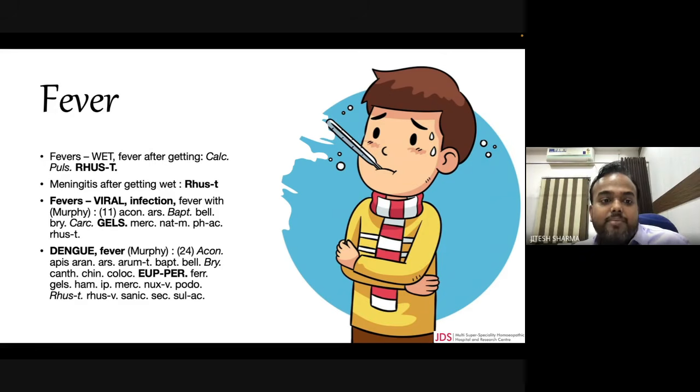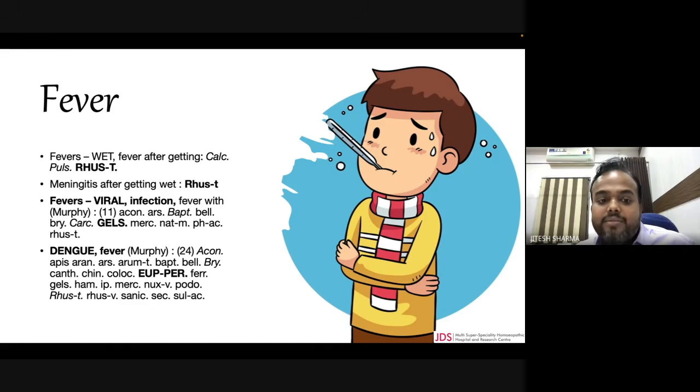Now, coming to the fever part. Fever after getting wet: Calcarea, Pulsatilla, Rhus tox. Meningitis after getting wet: Rhus tox. So there is a rubric for viral infection fever in Murphy. Gelsemium comes to the top, but other remedies are also there: Aconite, Arsenic, Baptisia, Belladonna, Bryonia, Mercurius sol, Natrum mur, Phosphoric acid, Rhus tox.